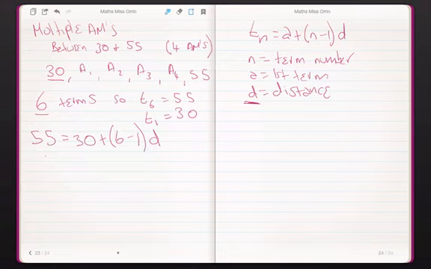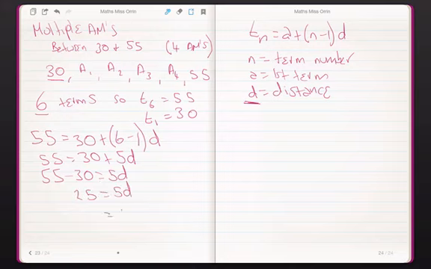So now we just start expanding. We've got 55 equals 30 plus 5D, because 6 minus 1 is 5. Now let's move things around until we end up with D on its own. So we're going to get rid of 30 first. We've got 25 equals 5D. Now we want to get D on its own, so we have to get rid of 5. It's currently 5 times D, so we do the opposite. So D equals 25 divided by 5, which is 5, okay? So D is 5. That means there is a distance of 5 between each one.